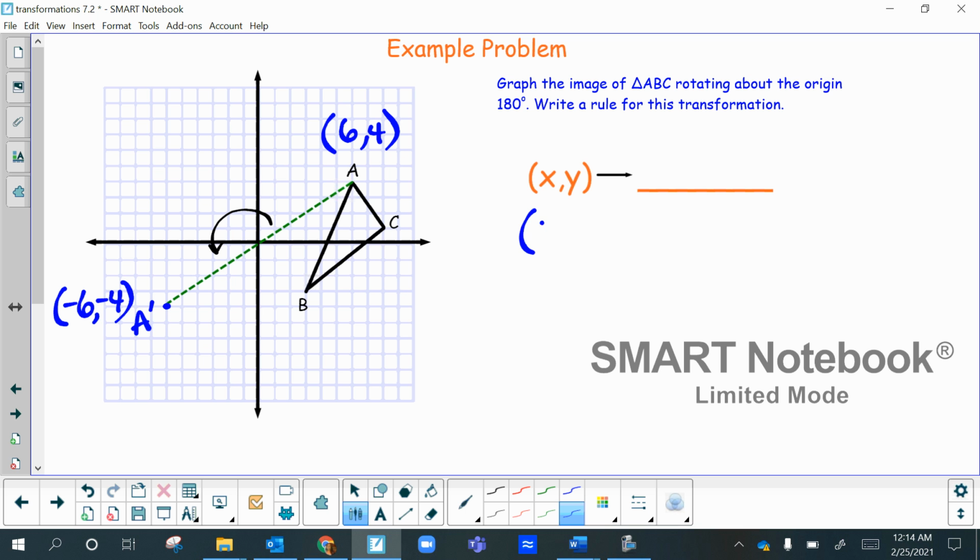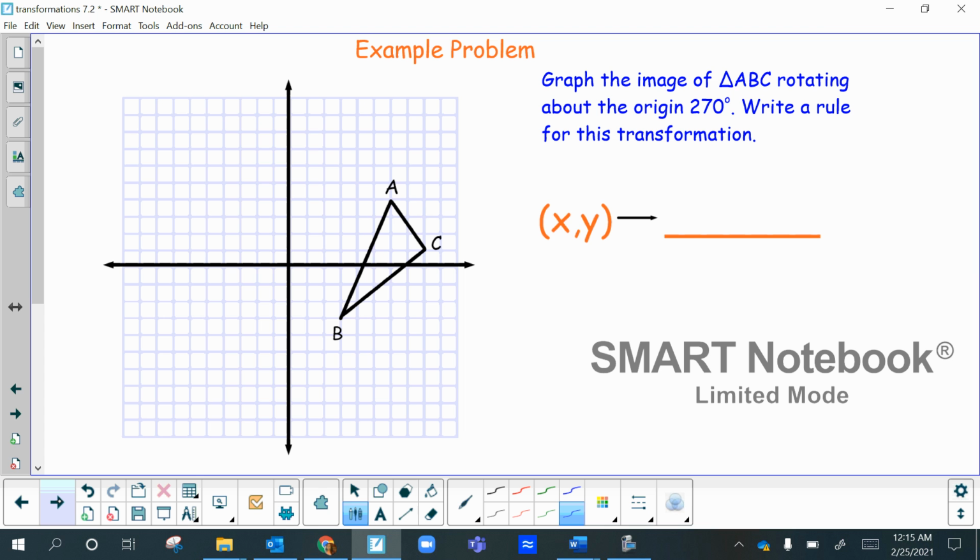So let's write the rule. It went from 6, 4, and that mapped on to -6, -4. What's happening here? The number stayed the same, except the sign changed on both of those. So your rule is going to be a simple -x, -y. Okay, and so you would do that to B and C to finish off the transformation. Okay, but we're going to go ahead and skip that. Let's go to the next rotation.